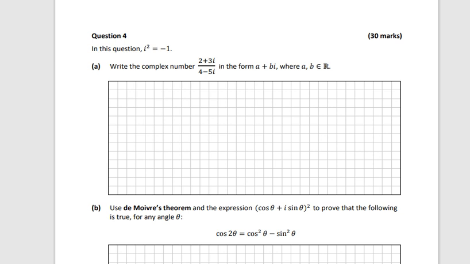Hi folks, this is question 4. First one, it gives us a complex number over a complex number. Therefore, I'm going to multiply top and bottom by the conjugate of the bottom.